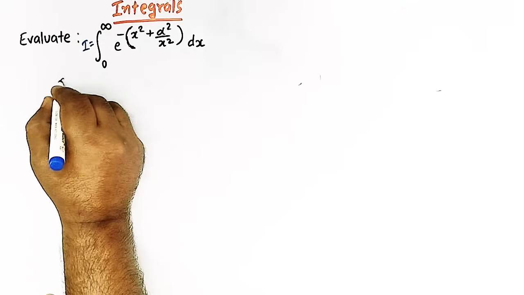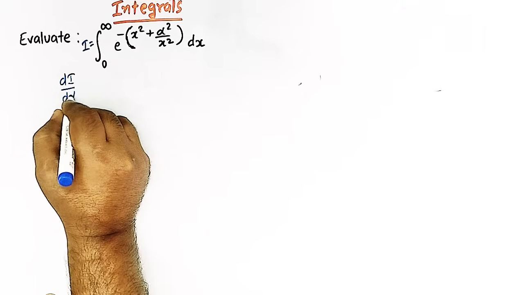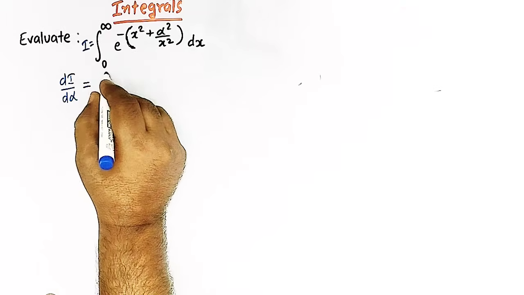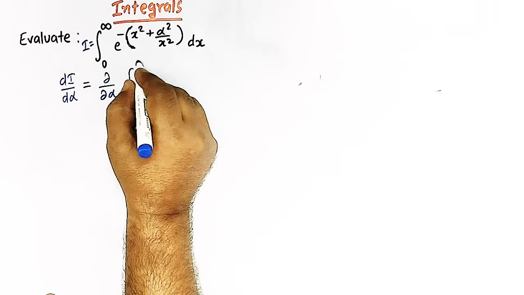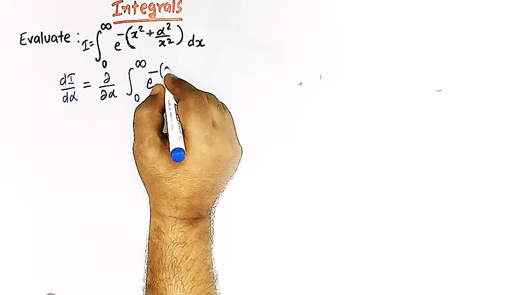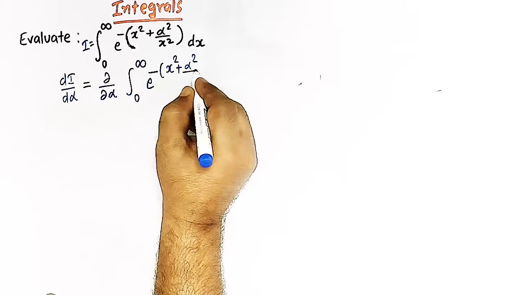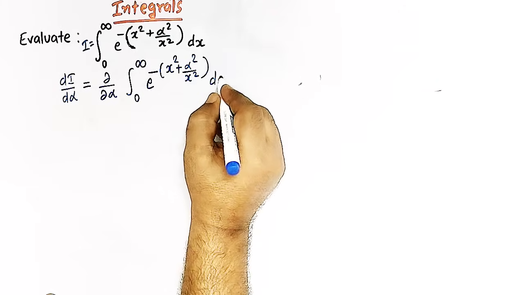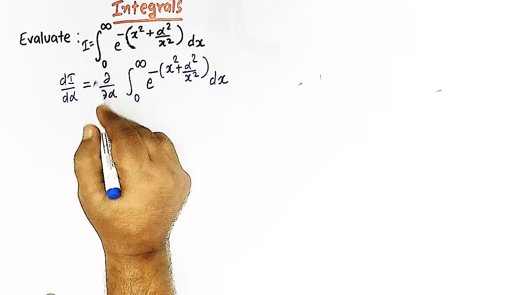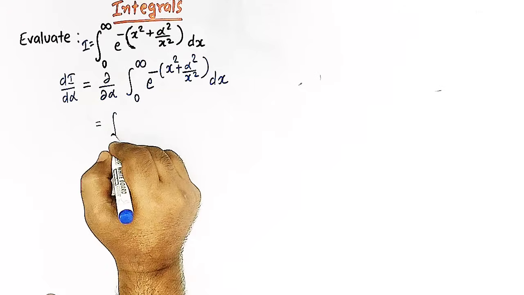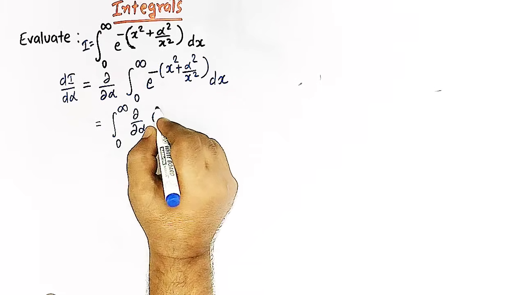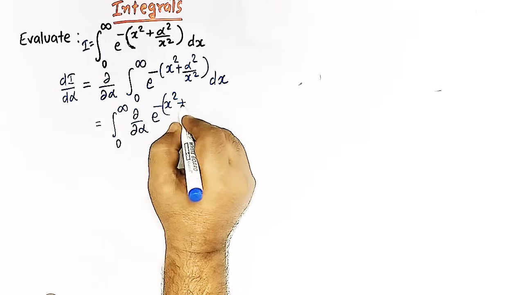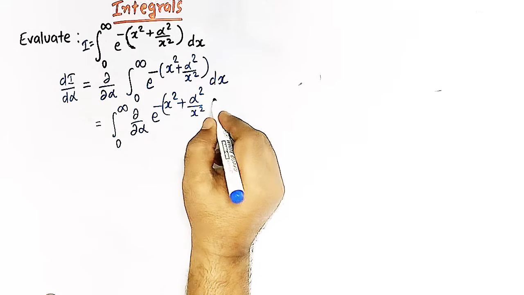So here we'll write dI over d alpha, and we'll take the partial derivative. So we'll write del over del alpha, and here we have 0 to infinity e raised to minus (x square plus alpha square over x square), and dx. Now taking this operator del over del alpha inside the integral sign, we have now 0 to infinity, and we write del over del alpha of e raised to minus (x square plus alpha square over x square).